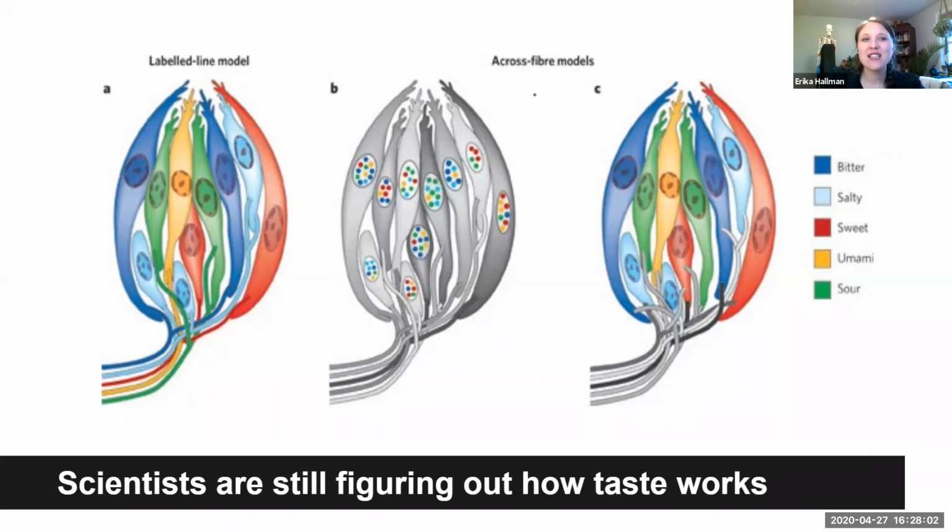The first theory is that for every different type of taste, so we know there's 5 different tastes. There's bitter, there's salty, there's sweet, there's umami, which is that kind of savory taste, and then there's sour. So the one theory is that the different parts that make up each papillae, each little cell, would have a separate taste.